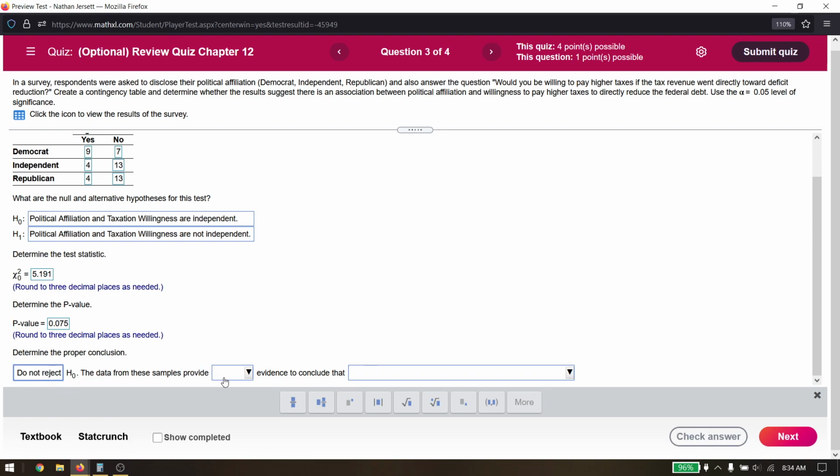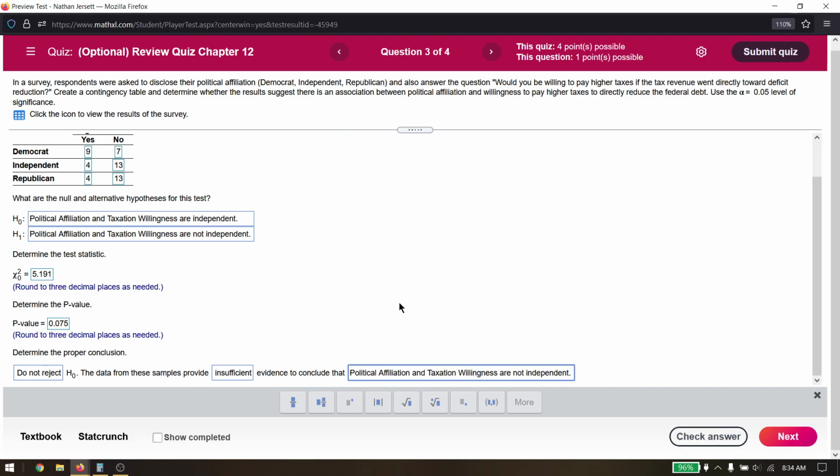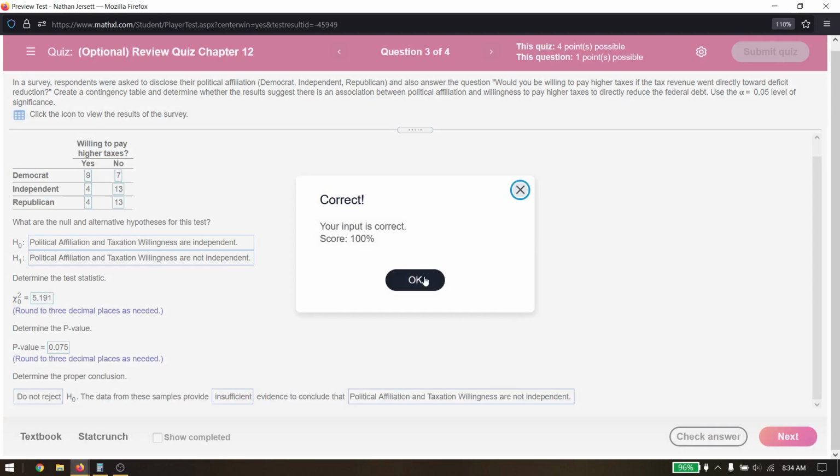The data from the samples provide insufficient evidence to conclude that they are not independent. Insufficient to conclude the alternative hypothesis. That's what the alternative hypothesis is there. All right, let's check that. And that's all correct.